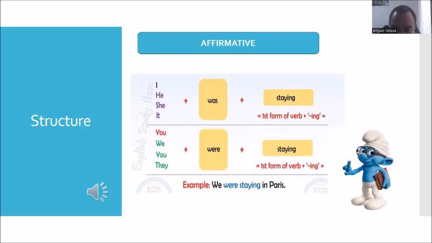Use was for first or third person singular subjects, such as I was staying, he was staying, she was staying, it was staying. And use were for all other subjects, including all plural subjects and the singular second person subject, you. For example, you were staying, we were staying, you were staying, they were staying.